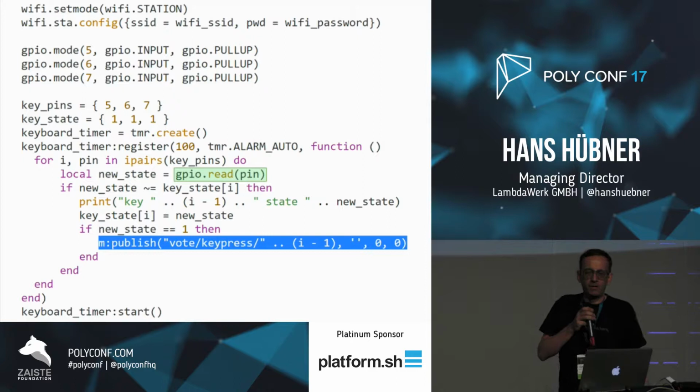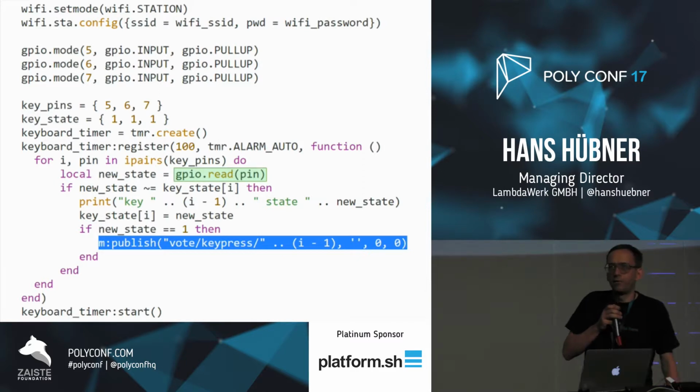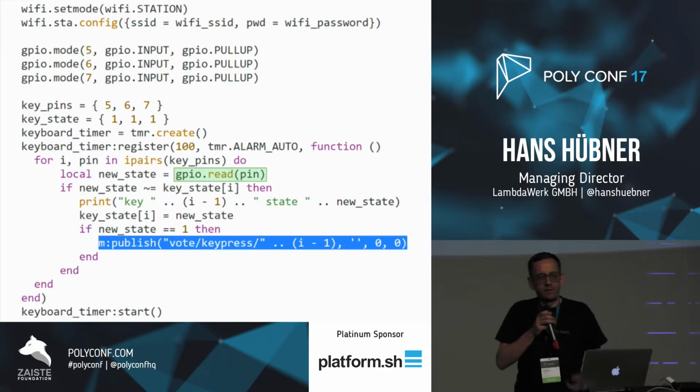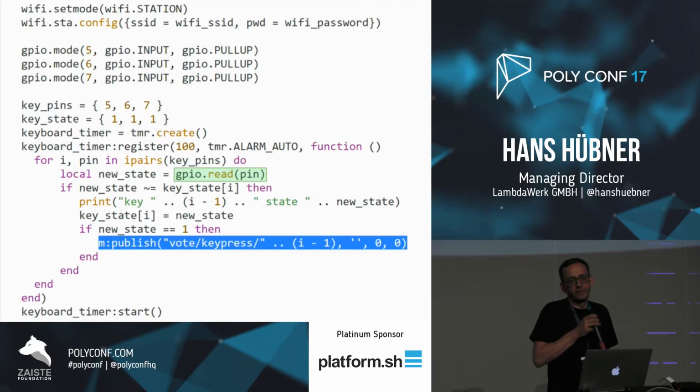And the good thing about NodeMCU is that it has a lot of interesting libraries. So what I use here to send the key press events to the rest of the system is MQTT. There's an MQTT library, and the MQTT library can talk to our RabbitMQ infrastructure. So that was kind of a plug-and-play experience.